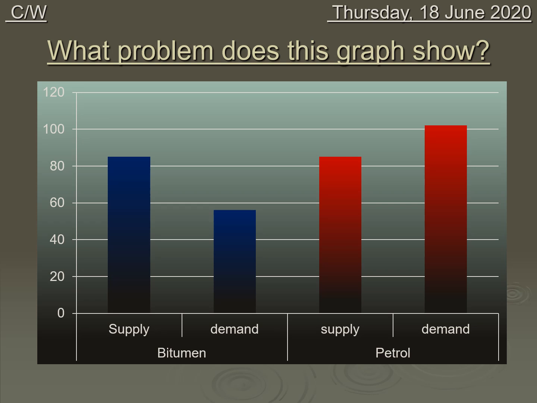Okay, right. The context for today's lesson is this. We've got bitumen and petrol fractions, and we've got graphs showing, in arbitrary units on this axis, the supply and demand of bitumen and petrol. Now, if you look at these two graphs, there's immediately a fairly obvious problem. I mean, this one's not so much of a problem. This one, more so. So, what's the problem with bitumen?